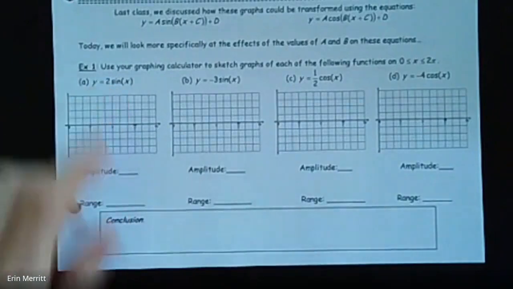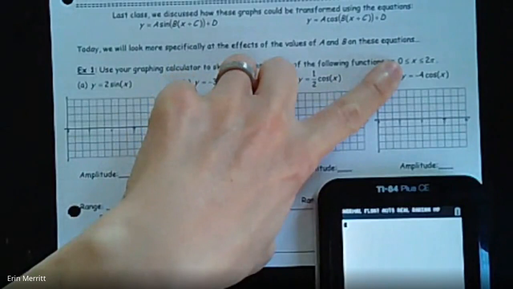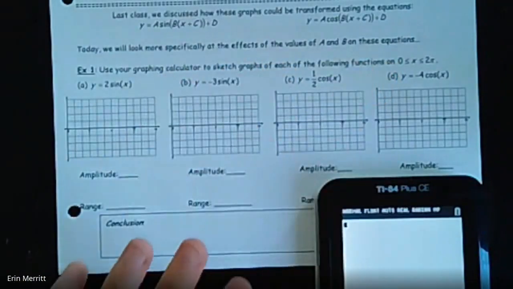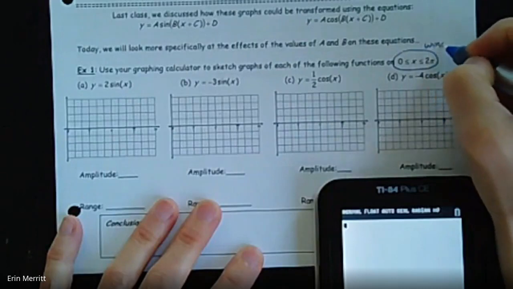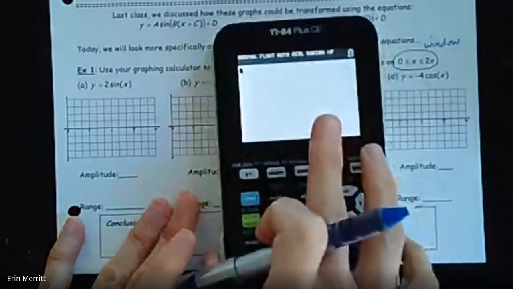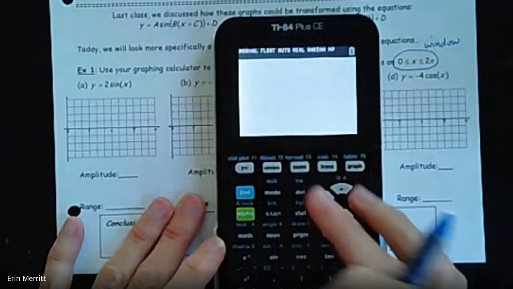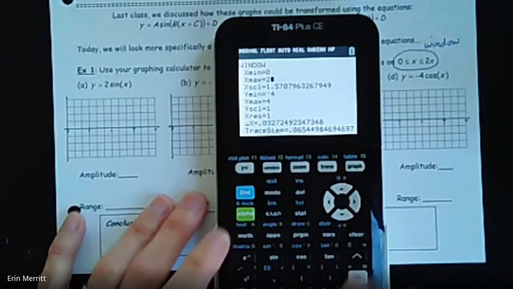What you need to have here says use your calculator, and you're going to graph each function from 0 to 2 pi. So I want to set up your window so that we're only looking at from 0 to 2 pi, okay? So if you were on Zoom Trig using up above, right now I want you to go to your window, and I want you to go from the x minimum at 0 to the x max at 2 pi.